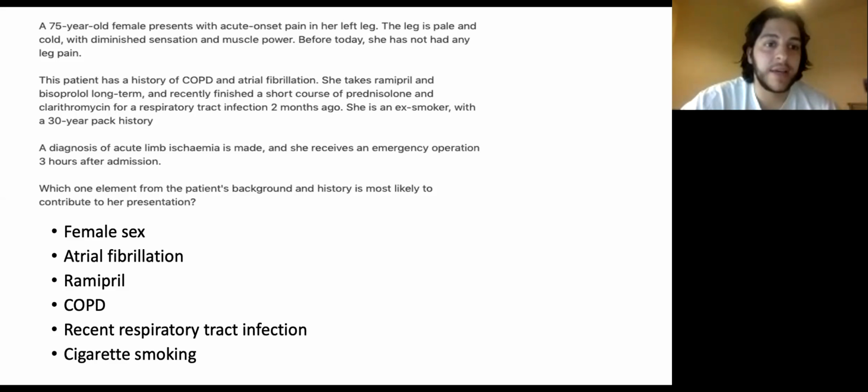This patient has had a history of COPD and AF. She takes ramipril and bisoprolol long-term and recently finished a short course of prednisolone and clarithromycin for a respiratory tract infection 2 months ago. She's an ex-smoker with a 30-pack year history. A diagnosis of acute limb ischemia is made and she receives an emergency operation 3 hours after admission. Which one element from the patient's background and history is most likely to contribute to her presentation?